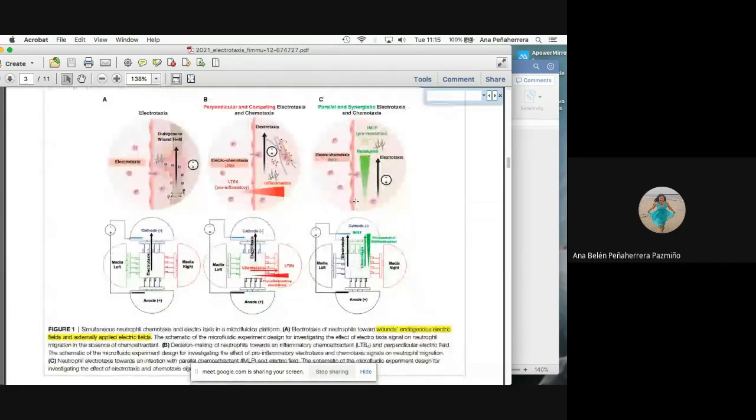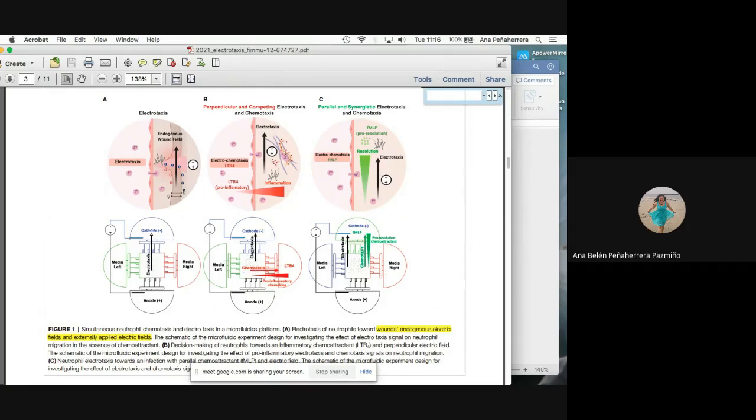And then here you see the first figure. Here we have an illustration that represents the electrotaxis, for example, in the tissue when we have a wound. This is the wound field. It's going to attract the cells there so that they heal the tissue. In the second row, you see the schematics of the microfluidic devices that they designed. There is a central chamber where they are going to culture the cells.